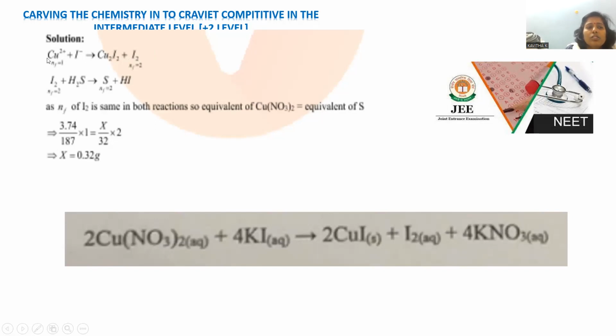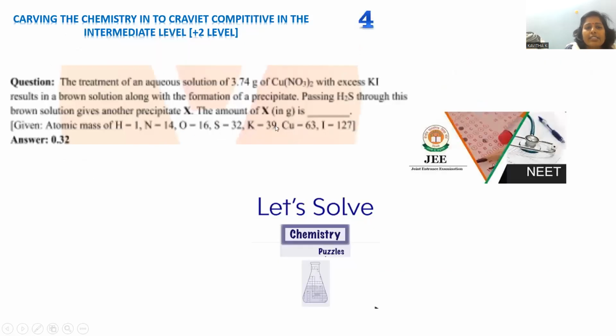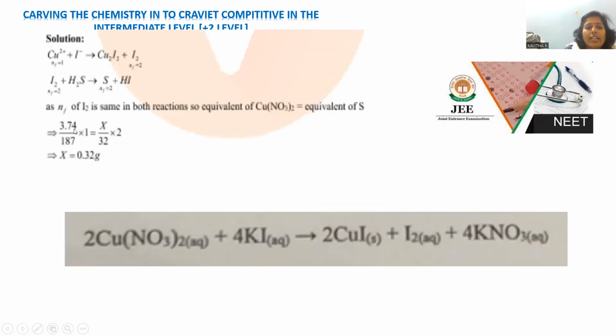So the number of moles of copper nitrate is exactly equal to the number of moles of sulfur over here. Means the equivalence of copper nitrate is equal to the equivalence of sulfur. Okay. Number of moles of copper nitrate is equal to number of moles of sulfur. Moles are given by weight by gram molecular weight. So for copper nitrate, it is given as 3.74 grams of copper nitrate. 3.74 is the weight of copper nitrate.